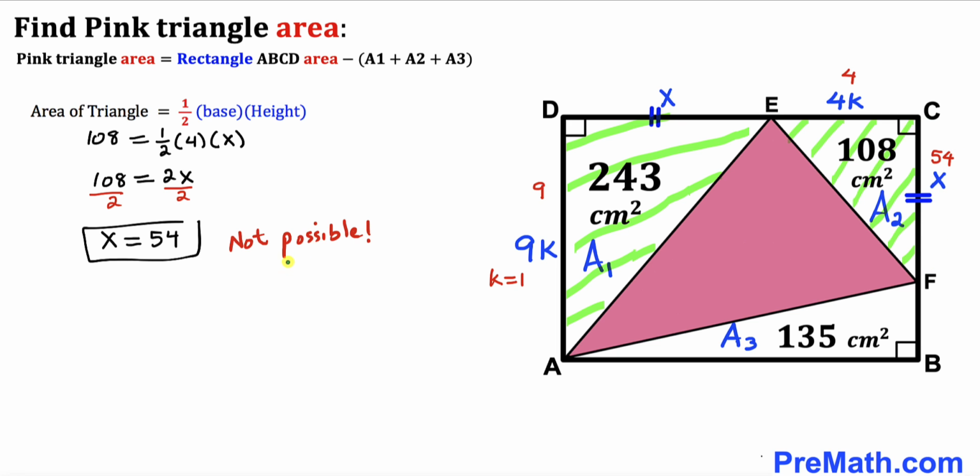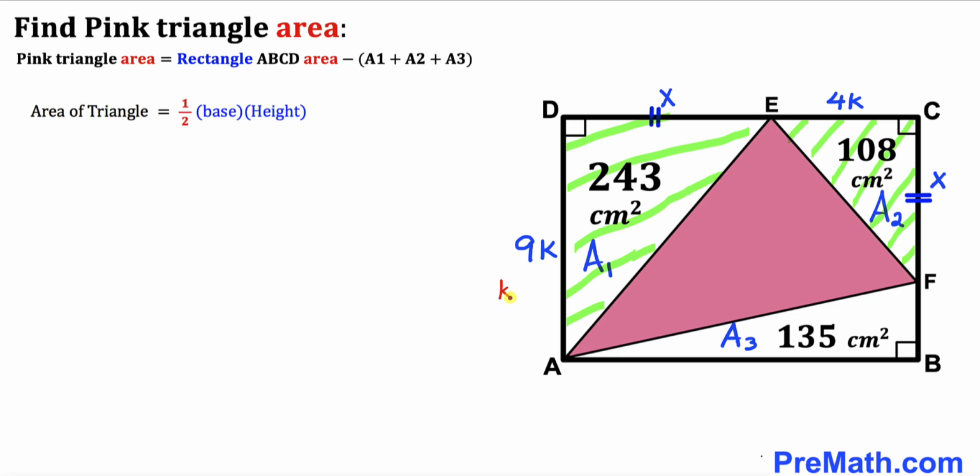And now we know that this is not possible, since this side length is bigger than this AD, which is 9. So therefore k equals 1 is not going to work. And if we try k equals 2, it is not going to work either. So therefore we are going to try k equals 3.